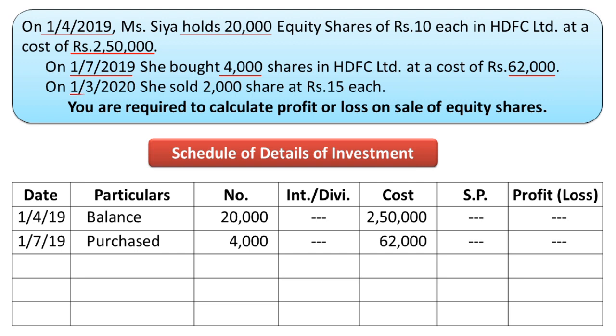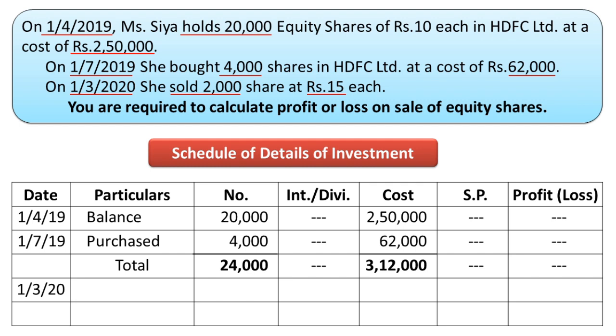Now, the third transaction on 1st March 2020, we have the transaction of sale of 2,000 shares at the rate of rupees 15 each. Now, before recording the transaction of investment sold, we'll take the total of number of shares we have with us up to this date. We'll take the total of total cost that we have incurred on these number of shares. So we have taken the total. Now we will start recording the investment sold on 1st March 2020.